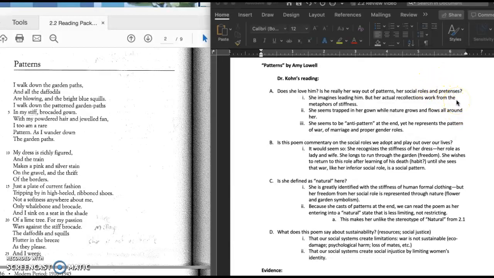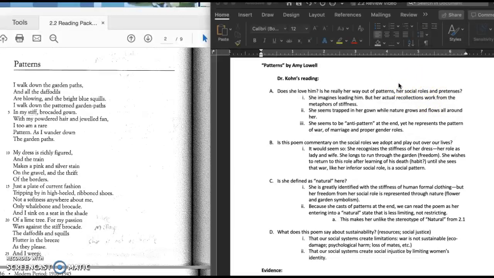My feeling here is that by the end of the poem, she sees that all these patterns, which are really metaphors for social roles, and her dress is a metaphor for her limitations as a woman and her limitations as a wife, that these patterns aren't very good.